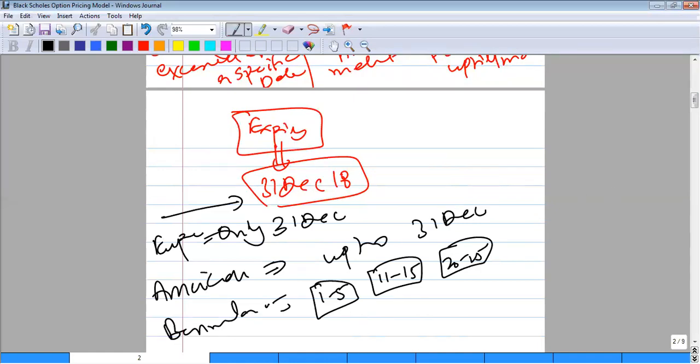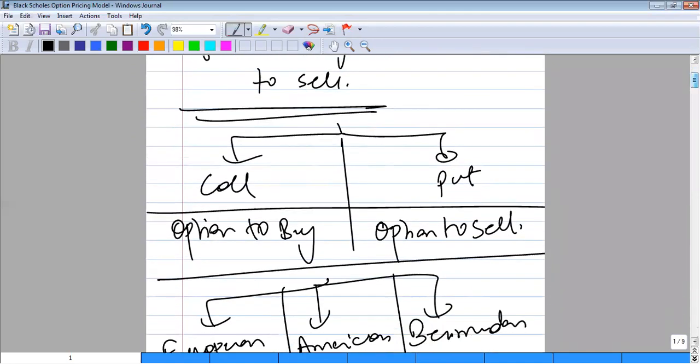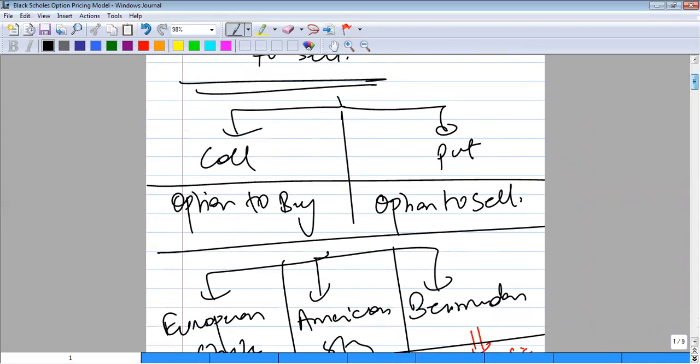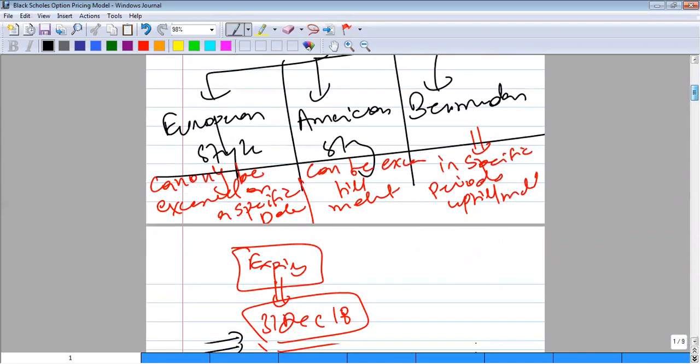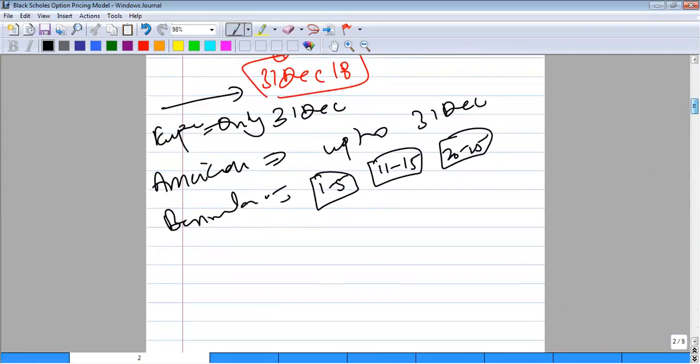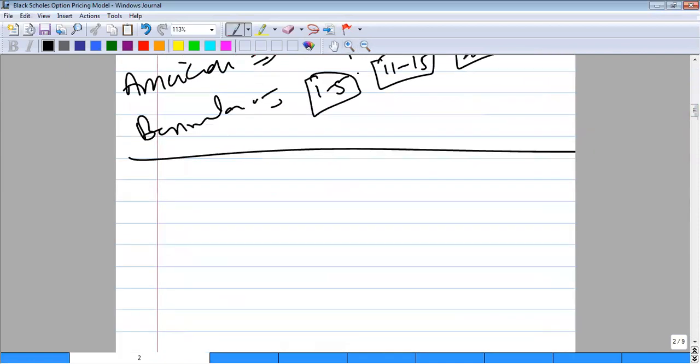Up till now, we have gone through the basic concept of options: options give you either a right to buy or a right to sell. They can be call options, which is the right to buy, or put options, which is the right to sell. The options could be of various styles: European, American, Bermudan. Now, let's move forward and discuss a few more things.